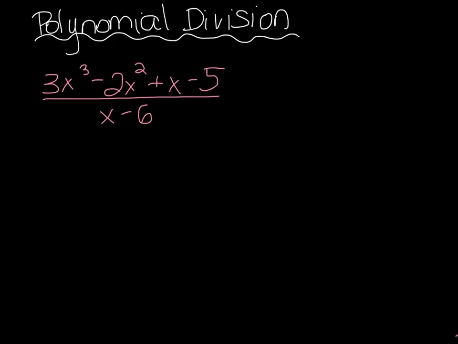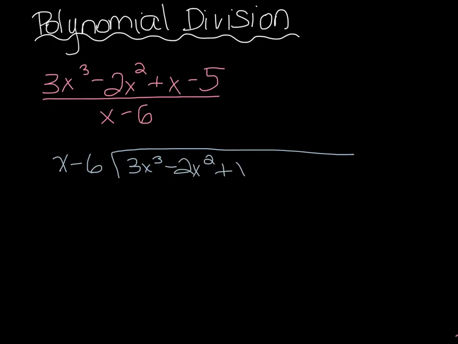In order to use polynomial long division, we're going to set it up so that the x minus 6 is on the outside, and underneath, with placeholders wherever we need them, so it should be in descending order of power, and you need a placeholder for wherever you're missing a term.